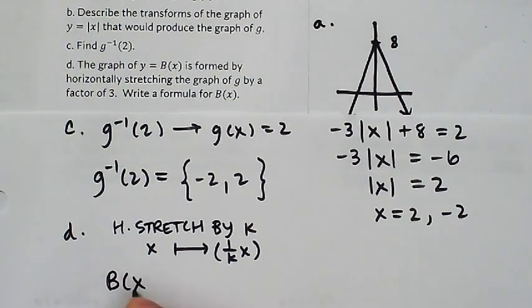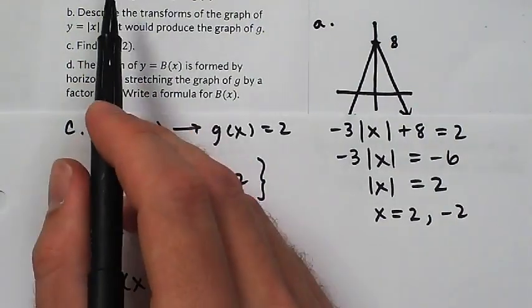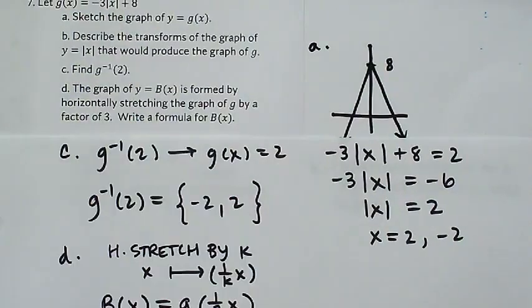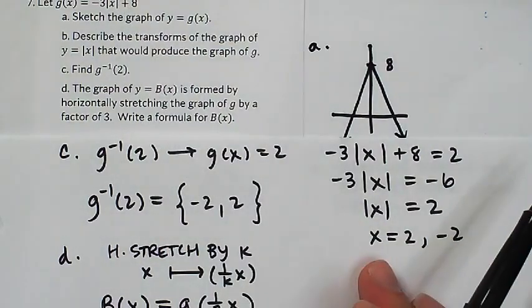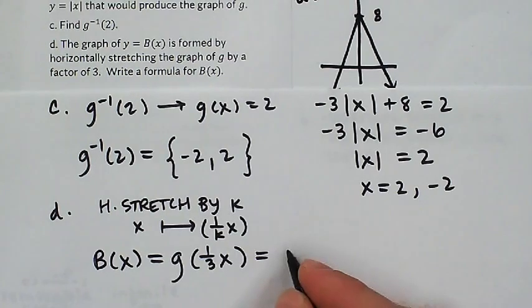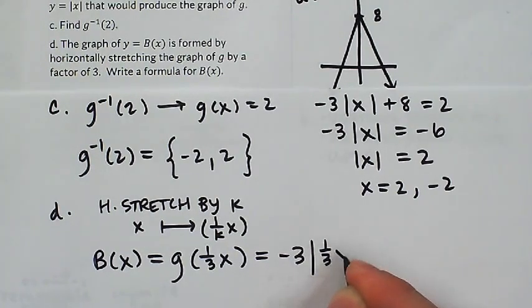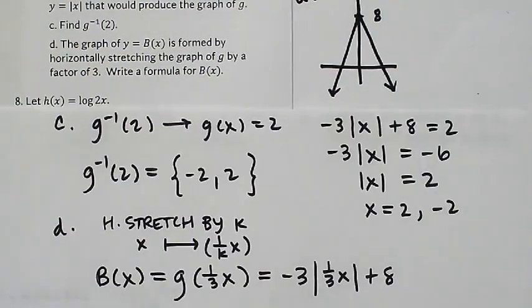So b of x is going to equal g of, okay, we're horizontally stretching by a factor of 3, that'll be 1/3 x. And then wherever I see x in the formula for g up here, I'm going to replace it with a 1/3 x. So it's going to be -3 absolute value of 1/3 x plus 8. And yes, you could simplify this, factor out the 1/3 and make that negative absolute value of x plus 8, but you'd be no more right than I am right now. So I'm just going to stop there. Okay, and that's all for number 7.